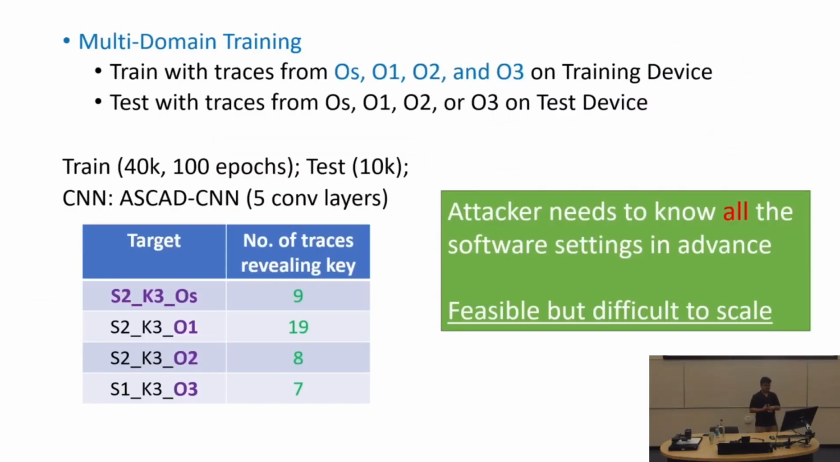Multi-domain training is when you train a model using traces from all possible software configurations. So in our case, we took data from the standard optimization, O1, O2, O3, and trained a model using that. And we tested it with all the other test cases separately. As you can see, it was successfully able to recover the key using fewer traces. The limitation of this is that we would then assume that an attacker would have to know all the possible software settings in advance, which is feasible but difficult to scale.